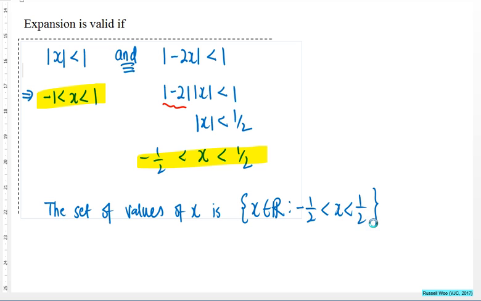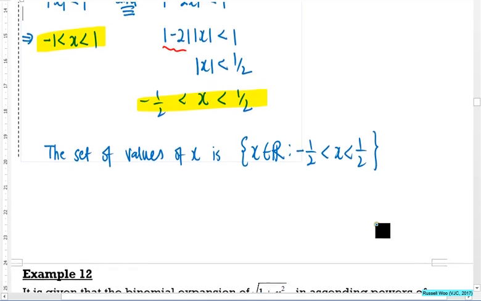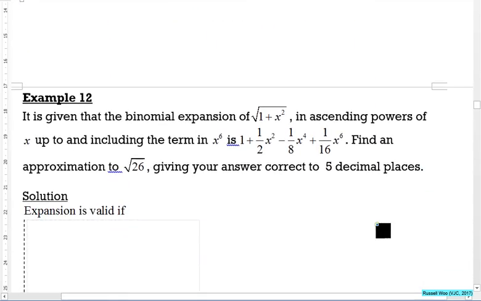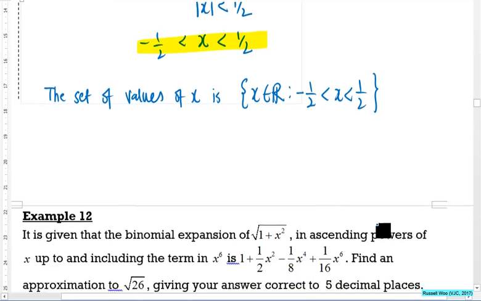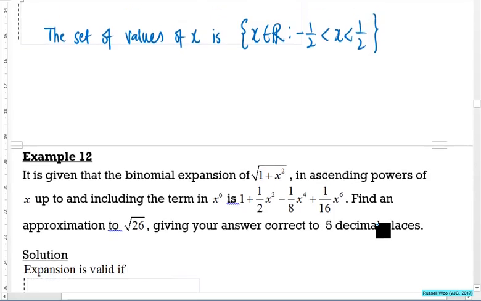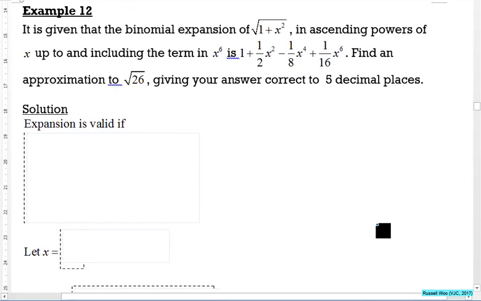Example 12. Okay? All okay? Good? Two more examples before we go to the next part of the chapter, yeah? Okay, carry on. Example 12. Look up.